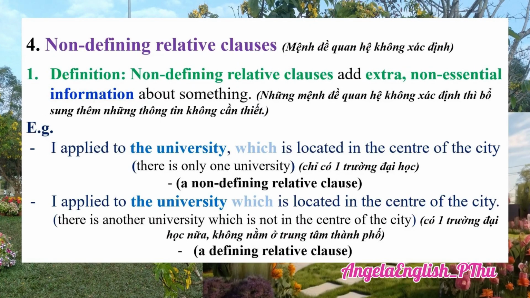4. Non-defining relative clauses. 1. Definition. Non-defining relative clauses add extra, non-essential information about something. For example, I applied to the university, which is located in the center of the city. There is only one university, a non-defining relative clause. I applied to the university which is located in the center of the city. There is another university which is not in the center of the city, a defining relative clause.